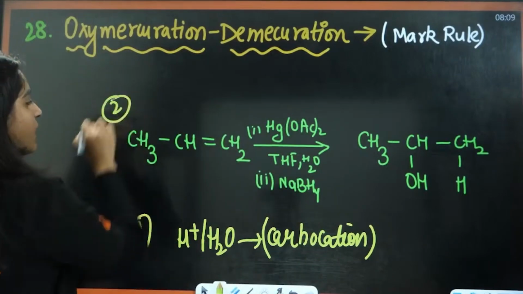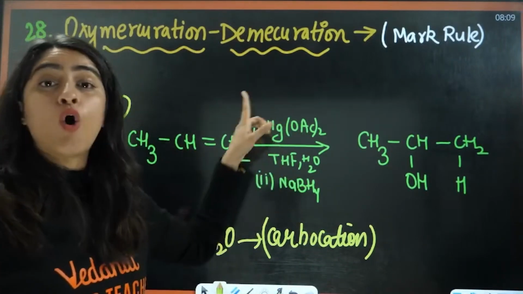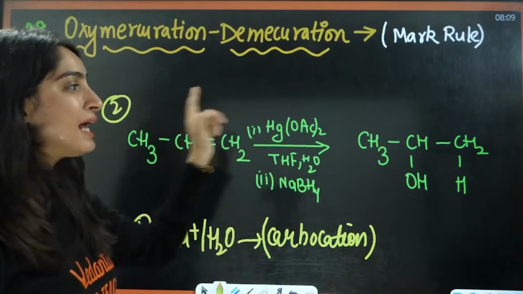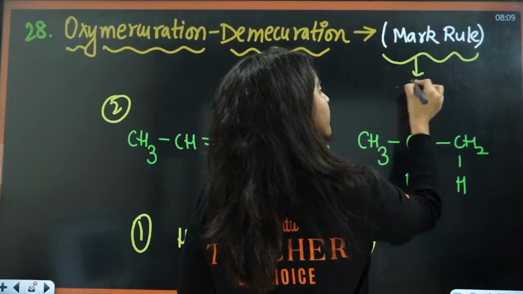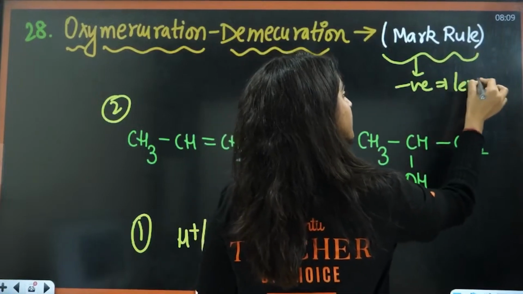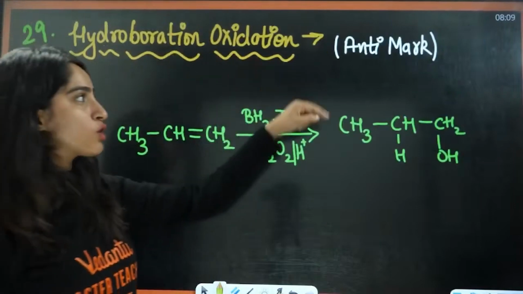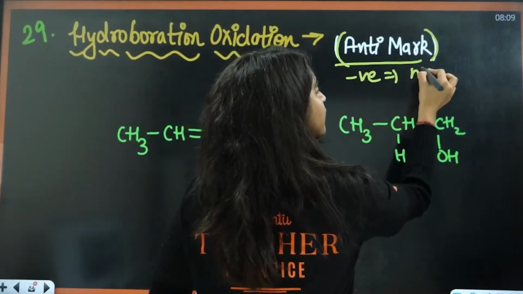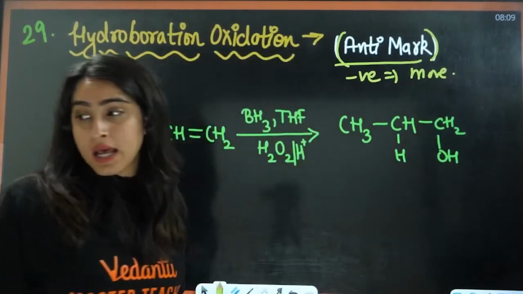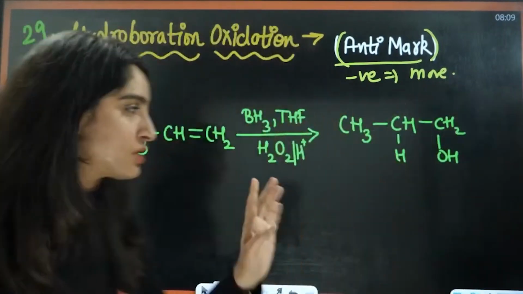Second method is this one. If you have an alkene and you're doing oxymercuration demercuration, it will follow Markovnikov rule. Markovnikov means the negative part goes on the carbon with the less number of hydrogens. In hydroboration oxidation, it is going to follow anti-Markovnikov rule, that means the negative part goes on the carbon with the more number of hydrogens. Any problems till now? We are almost going to complete the naming reactions here.